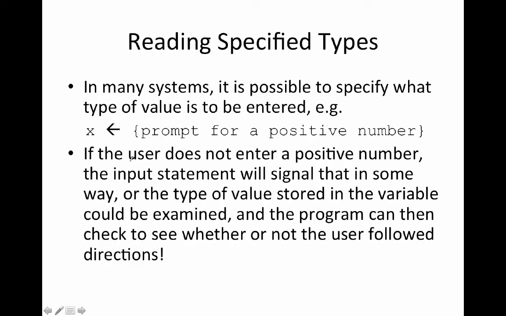In a lot of systems, it's possible to specify what kind of value you want the user to enter. So for example, if I want the user to enter a positive number, I might have an assignment statement in which I have a variable on the left, then the assignment operator, and then some kind of a prompt asking the user to enter a positive number. If the user doesn't enter a positive number, the input statement might indicate that in some way, or the type of value that's stored in the variable could be examined to see whether it actually was a positive number or not, and then the program can check to see whether or not the user actually followed directions.